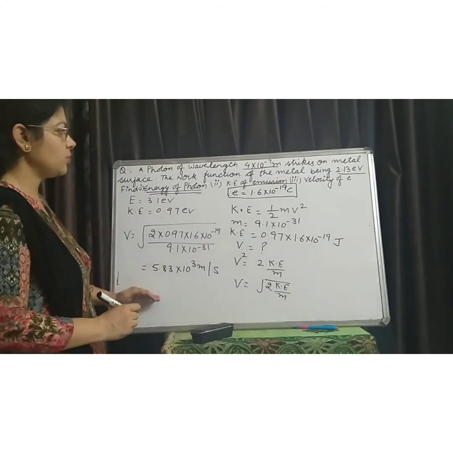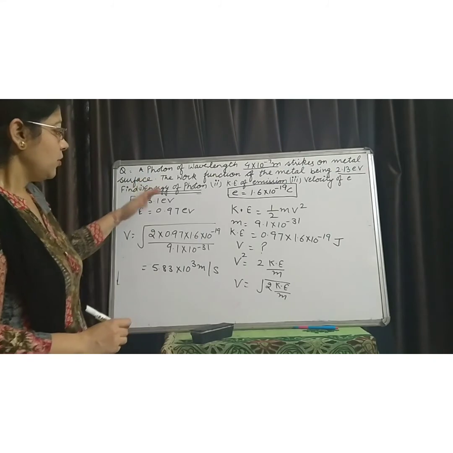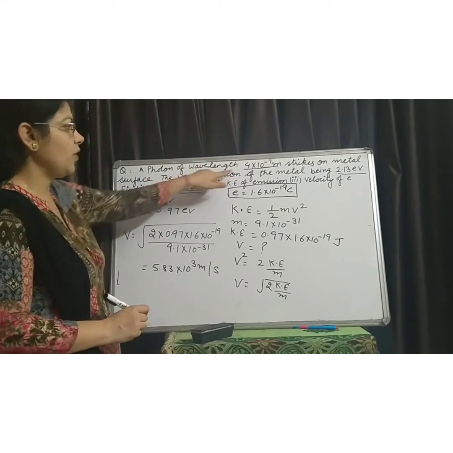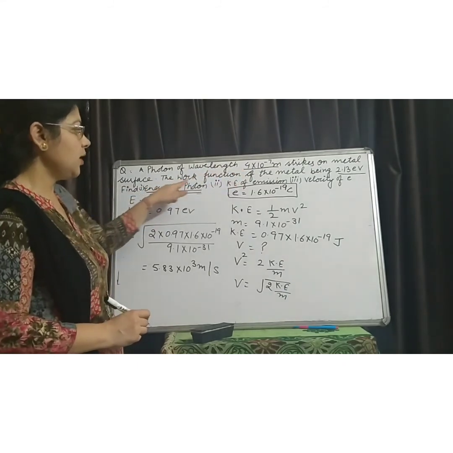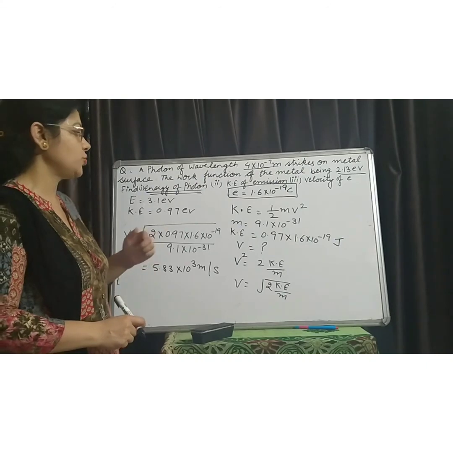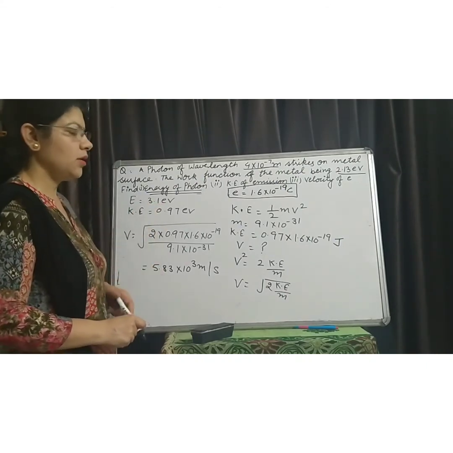This is all about the numerical related to the photoelectric effect. In this question, the wavelength is given to you. Second, the work function is given to you. Work function means the threshold energy. You solve it in this way.